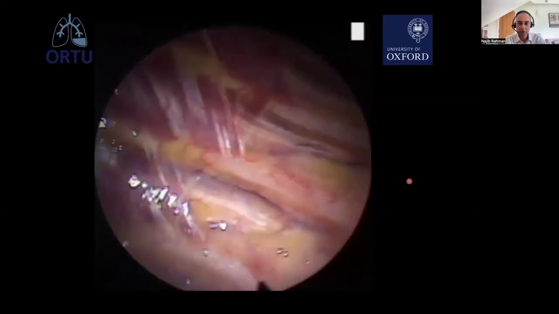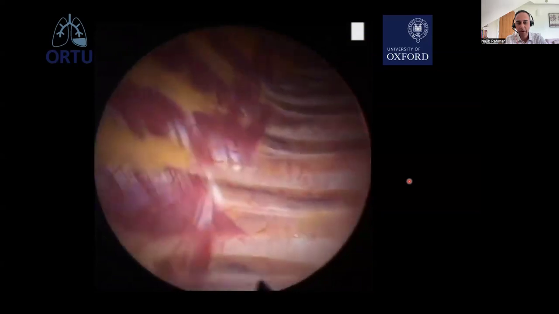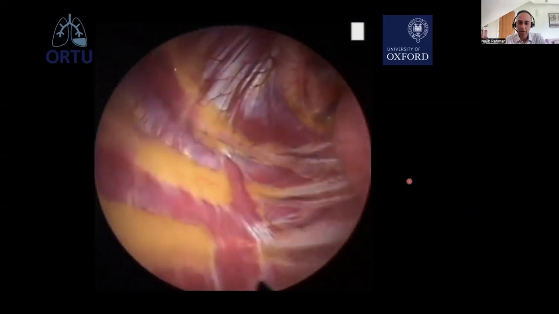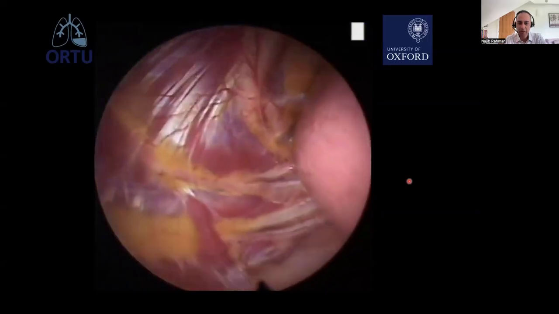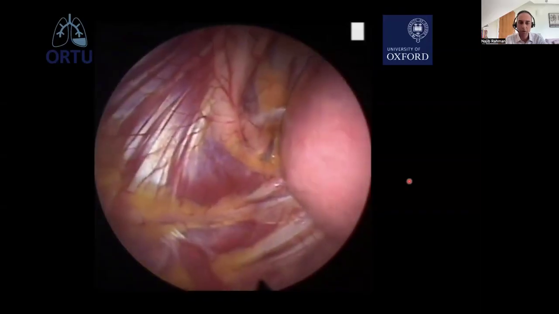So this is a medical thoracoscopy. For those of you not familiar, this is a local anesthetic procedure conducted by respiratory physicians. We have inserted a trocar into the mid-axillary line, about the fifth intercostal space, drained the fluid, and here is us standing on the diaphragm and looking upwards towards the apex.